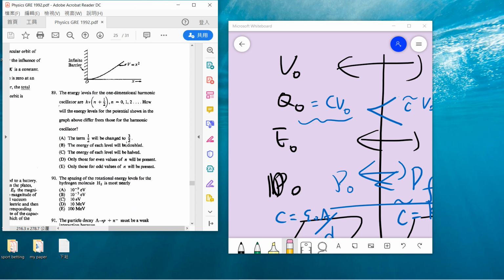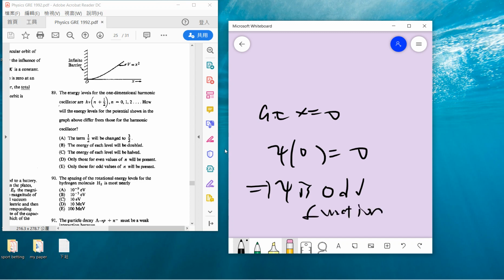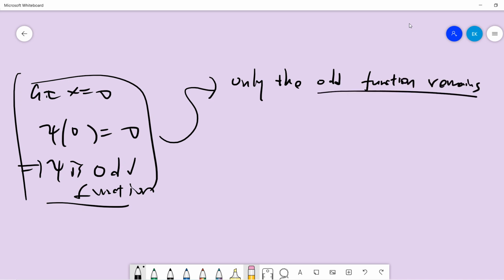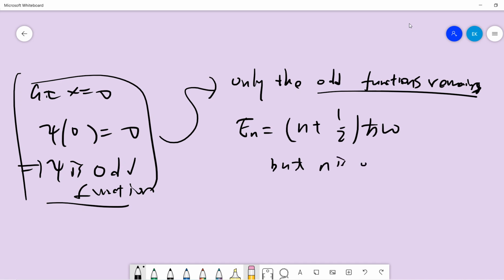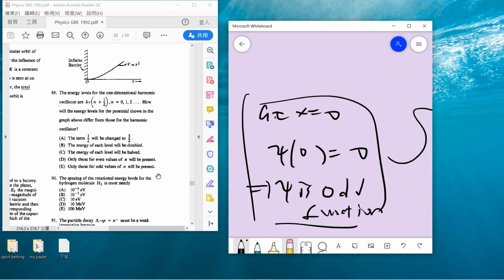Okay, so 89 is also a standard question. If you put an infinite barrier in the harmonic oscillator, then what will change? Since there's an infinite barrier here, at x equals 0 the wavefunction phi should be 0. This tells you that phi is an odd function. So only the odd functions remain. The energy is just the same as before, but n is odd. So the answer is E. Only the odd values of n will be present.